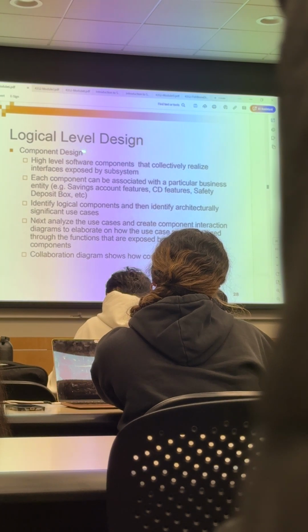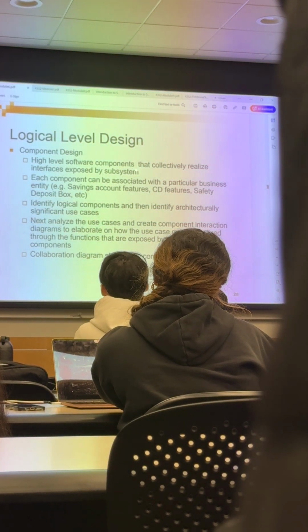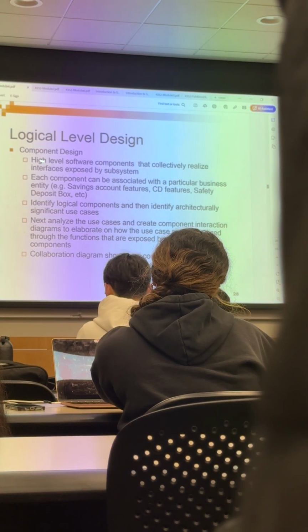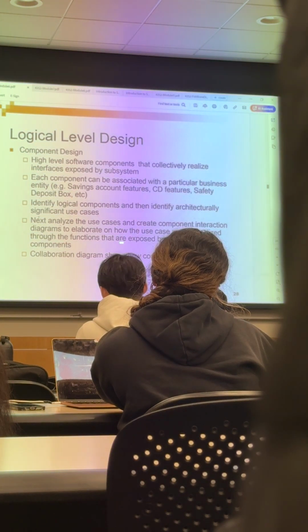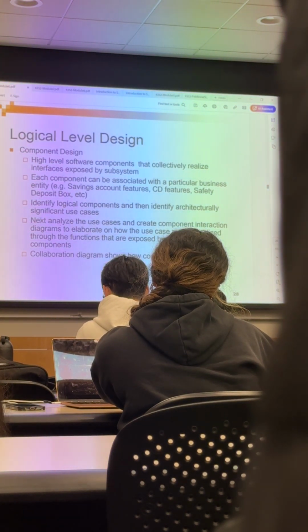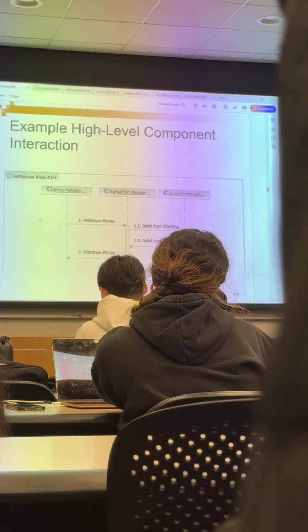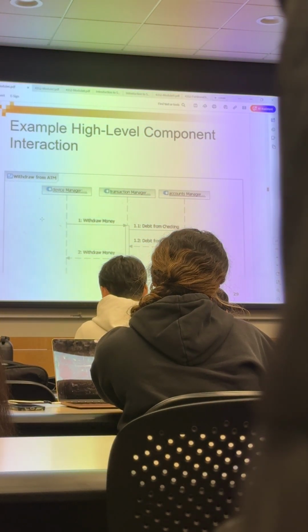And then the second piece is components. So for each subsystem, you're going to identify the high-level software components, and then these components will realize the interfaces exposed by each subsystem. Right? So this is more drilling down into more details. So collaboration diagram obviously shows how these components interact with each other. The component diagram or component interaction using a sequence diagram.